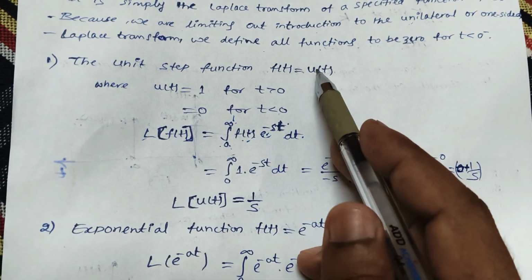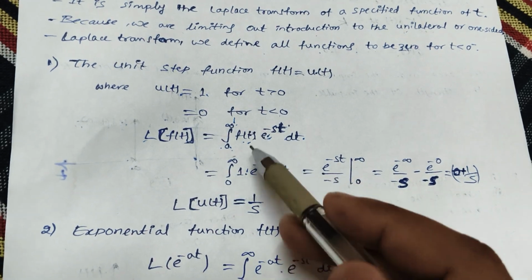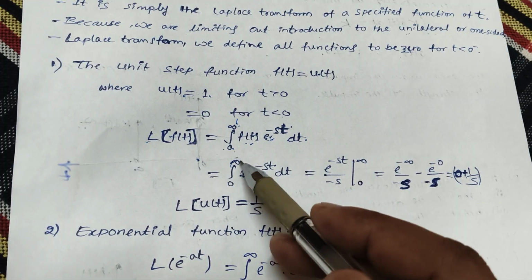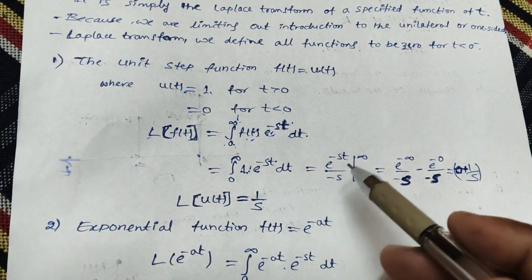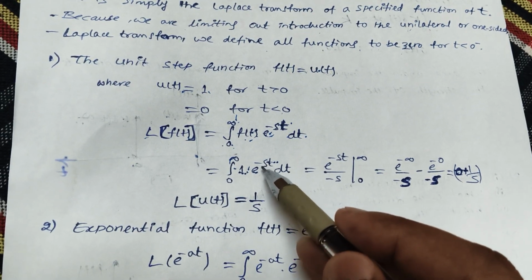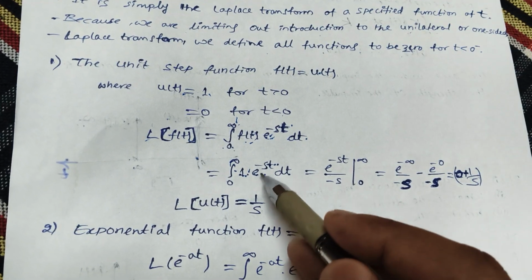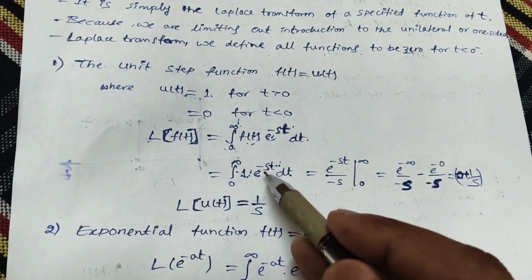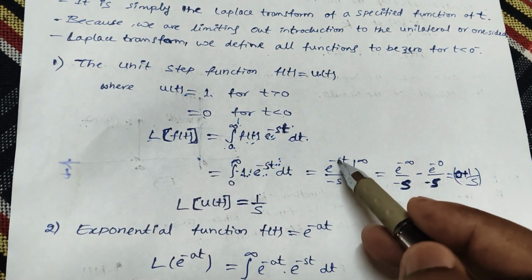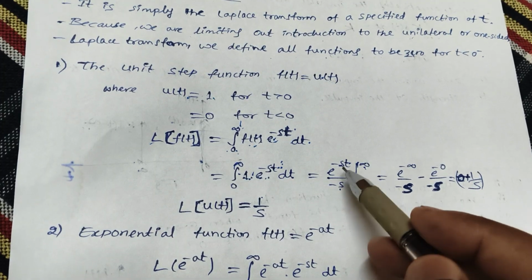So I'll substitute f of t here. For the unit step function, what is f of t? It is 1. So I'll substitute the function here. e power minus st is multiplied with the function and integrated over 0 to infinity into dt. So what is the integration of e power minus st? Here in e power minus st, the t coefficient is minus s, right? So the integration of e power at is e power at by a. Here a is nothing but minus s. So e power minus st by minus s, and substitute the limits from 0 to infinity.